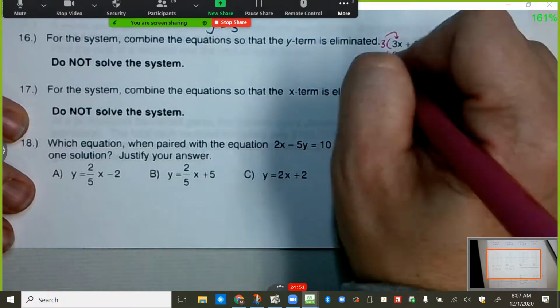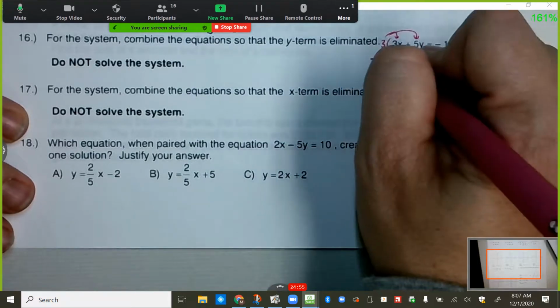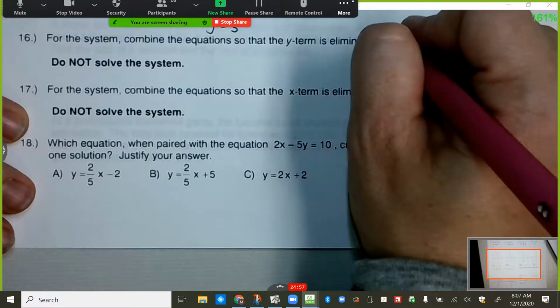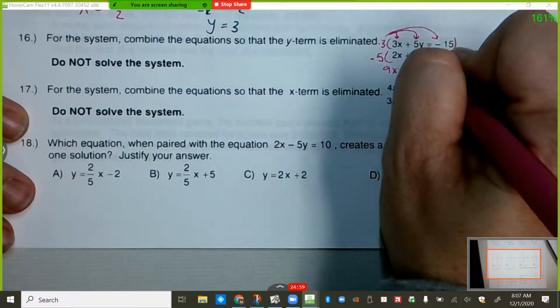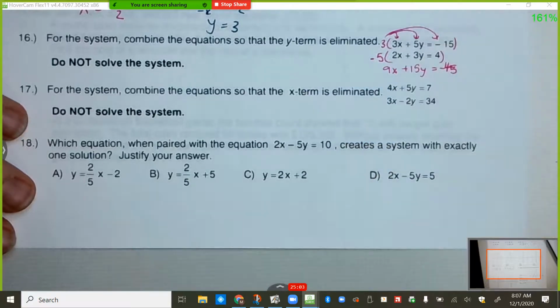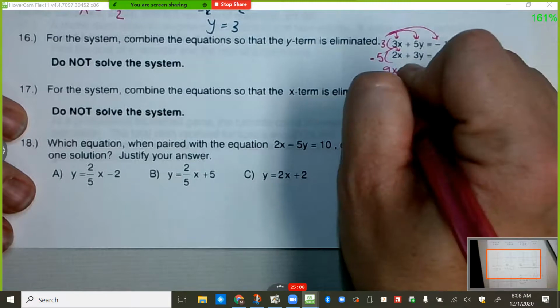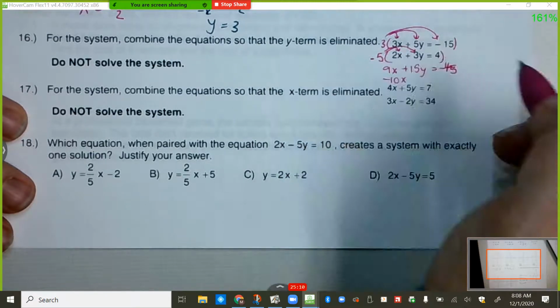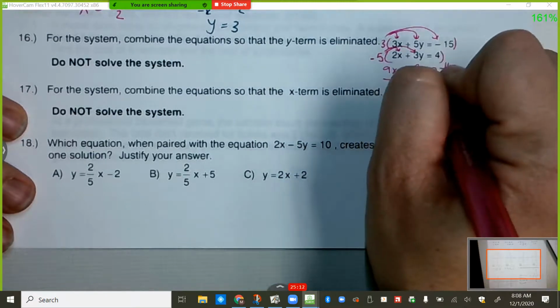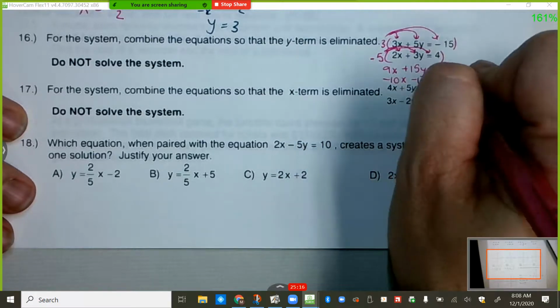3 times 3x is 9x. 3 times 5y is 15y. 3 times 15 is negative 15. Oh, negative 45. Negative 5 times 2x is negative 10x. Negative 5 times 3y is negative 15y. And negative 5 times 4 is negative 20.